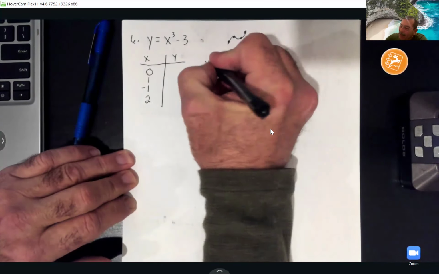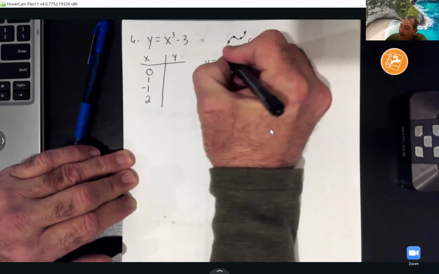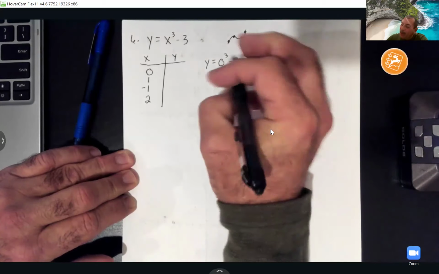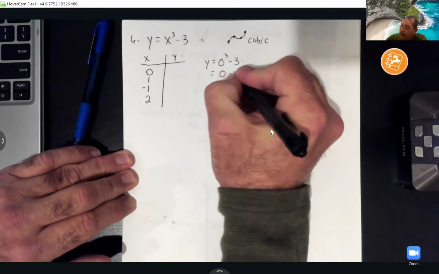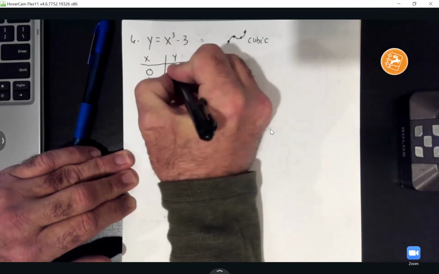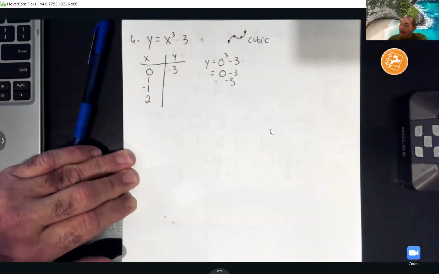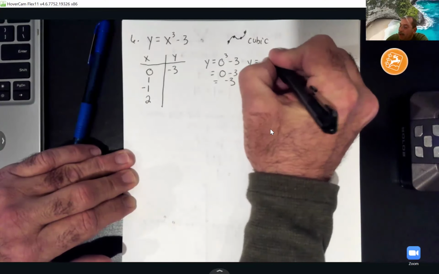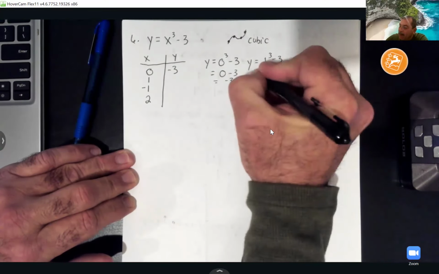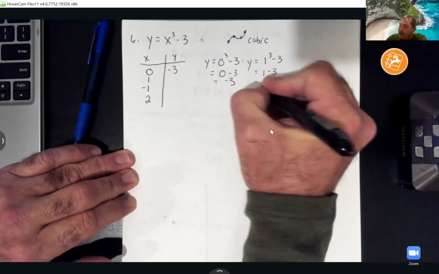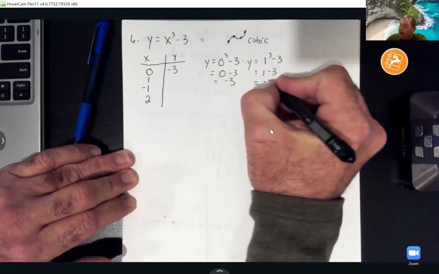So 0 is not bad. I'll put a 0 in, cube that. Well, 0 to any power is 0. So you're going to get a 0 minus 3, which gives us a -3. 1's not bad because 1 cubed is 1, and that gives me what? 1 minus 3, -2.